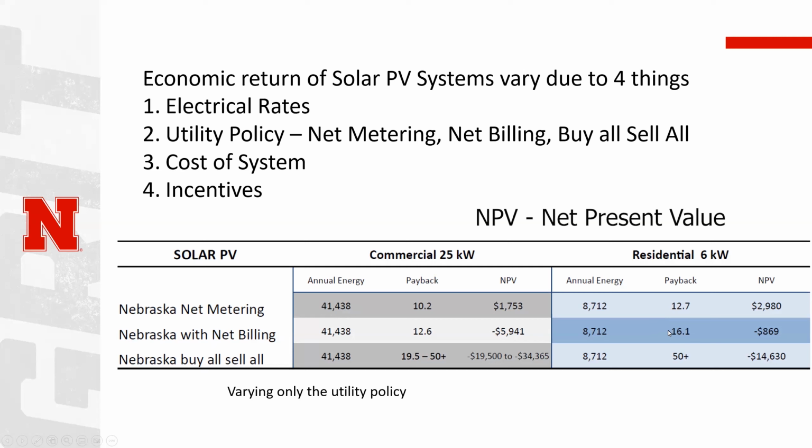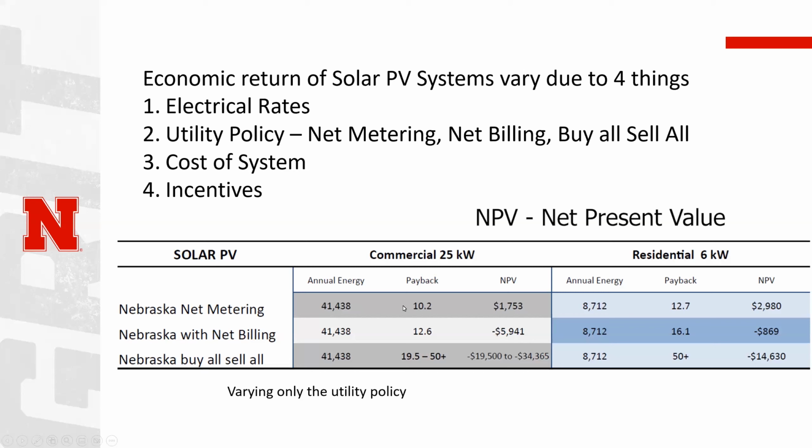If that is a net billing policy, it's 16.1 years, and if it's a buy all sell all policy, it'd be 50 plus years. So we have three different policies, all of which exist in Nebraska in different parts of the state. And so to say that a system has a payback of one particular year or another is really not accurate. It's going to be quite varied. And that's why we really need to understand what policy is going to be in place in your utility at the time you put that system in, so that you can make a good decision whether this is going to be what you want or not.